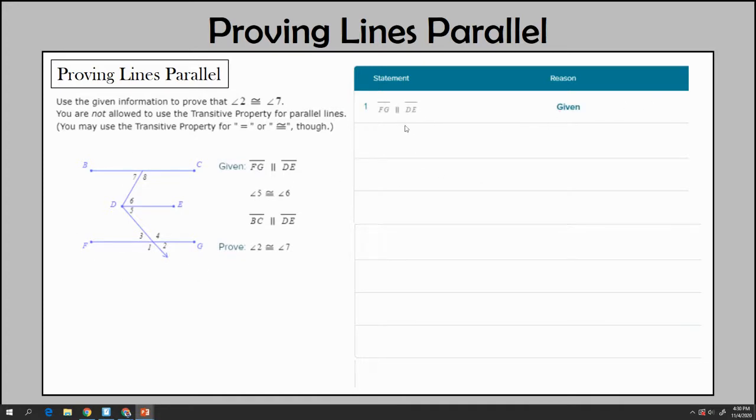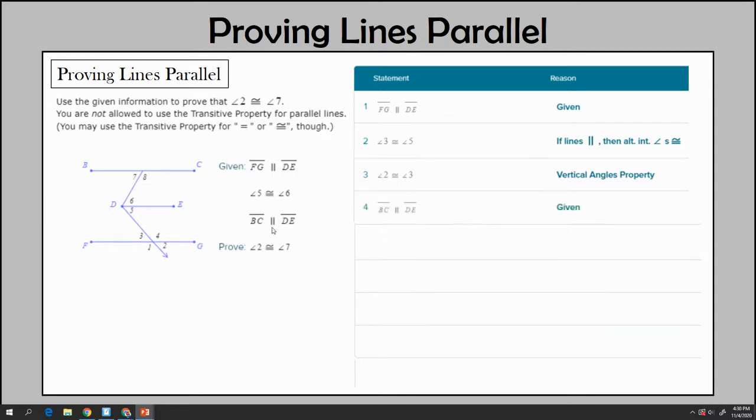So I'm going to enter my given. FG is parallel to DE. So the one conclusion I know for sure here is that angle 3 and angle 5 have to be congruent because the lines are parallel and they're alternate interiors. Okay, also down here, I know that 2 and 3 are congruent because of the vertical angles property. I need that information, like I said, to do my transitive here.